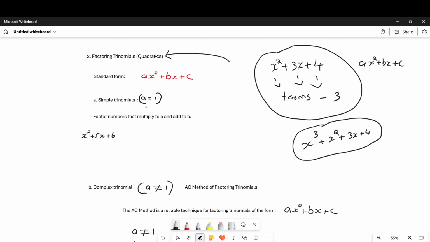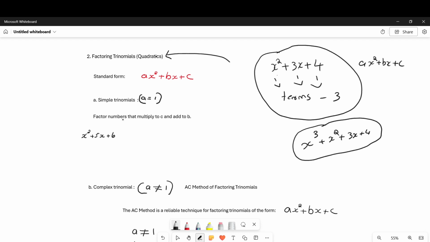Simple trinomial means the a should be 1. The value of a is always 1. Then always the coefficient of x square is 1. Same like this. See, look at here: x square plus 5x plus 6. What is this? The x square, the value of a is 1. So we can call it a simple trinomial, simple quadratics.